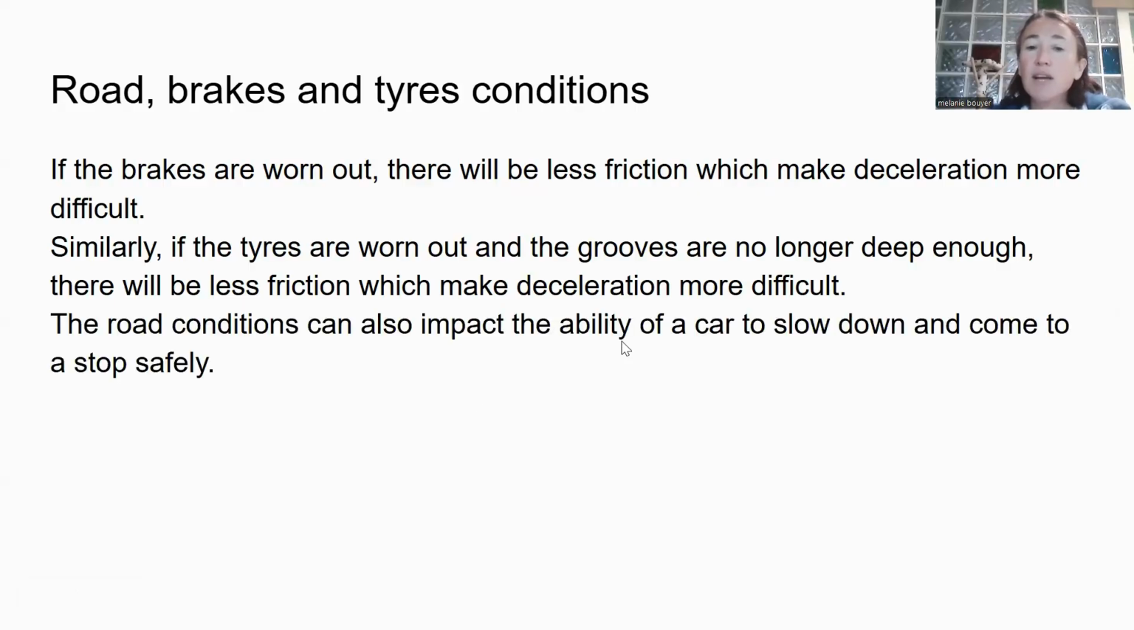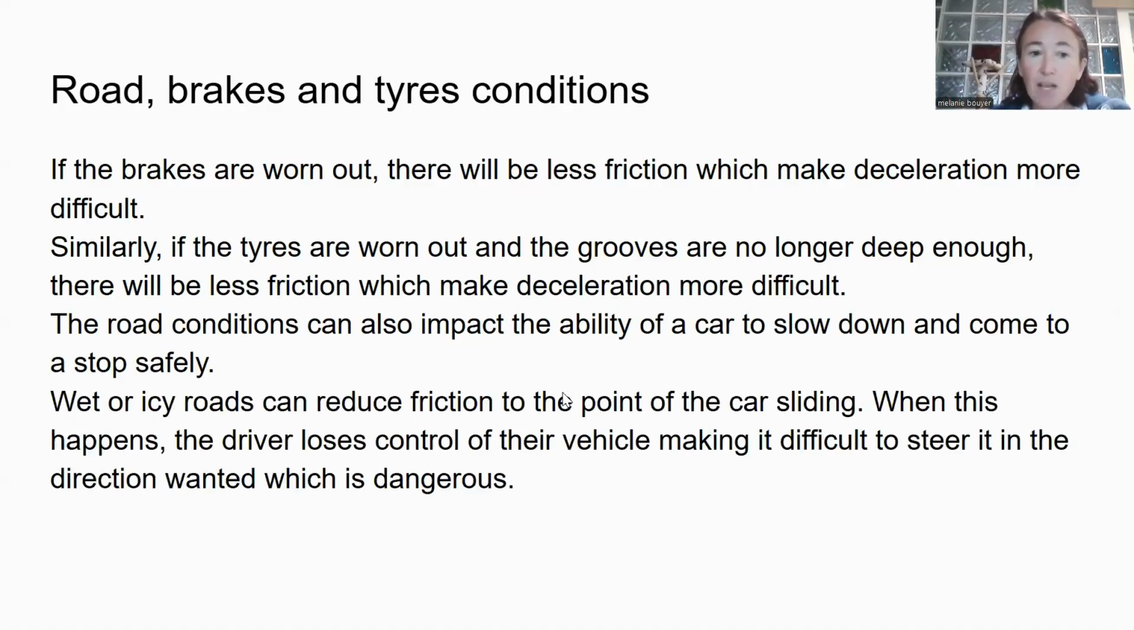Now, the road condition can also impact the ability of a car to slow down and come to a stop safely. So we know that the brakes will impact the deceleration because if they are worn out, there'll be less friction. The tires will impact the ability of a car to slow down because if they are worn out, it will reduce the friction and make it harder to stop. But the road condition can also impact the ability of a car to slow down. For example, wet, snowy, or icy roads can all reduce friction.